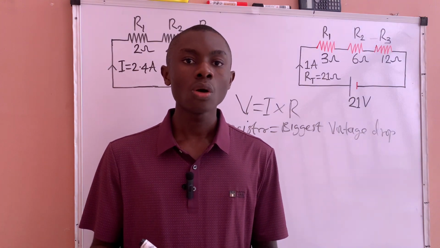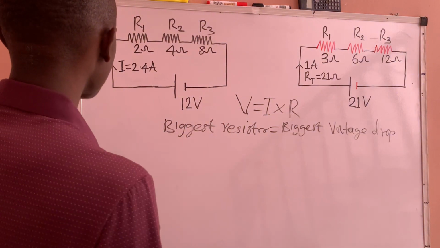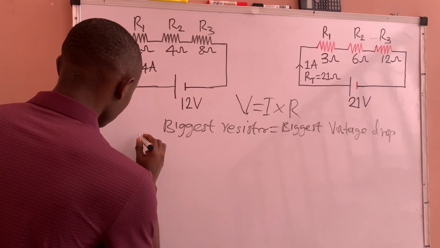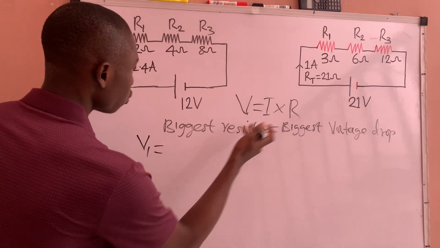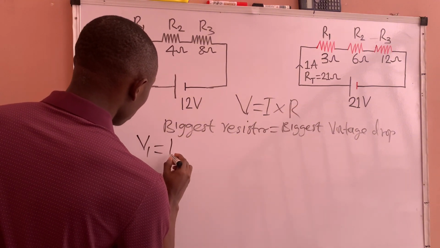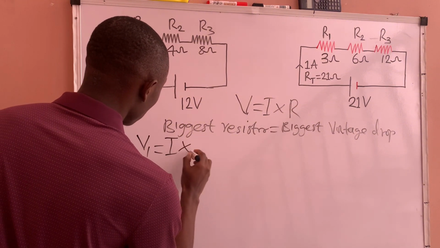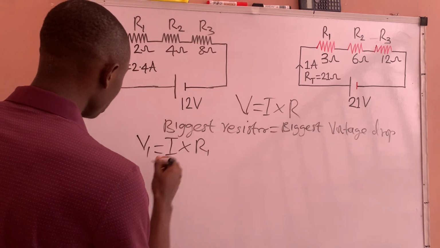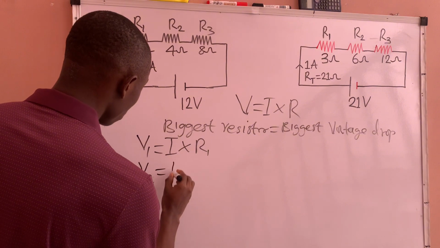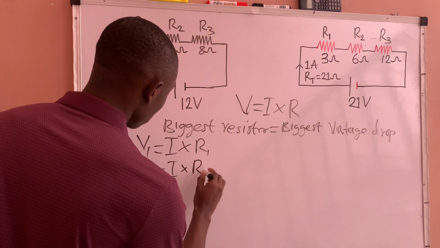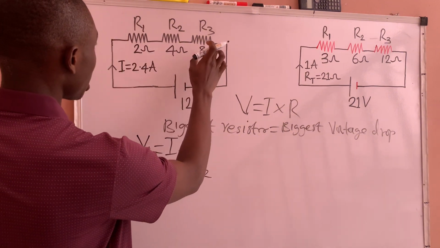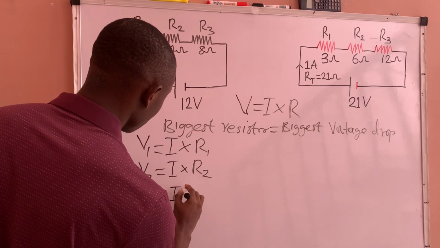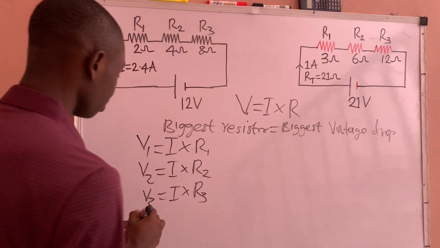So therefore, the voltage that will drop across the resistor R1, from Ohm's law, will be V1, which is equal to I multiplied by R1. The voltage that will drop across R2 will be V2, which is equal to I multiplied by R2. And the voltage that will drop across R3 is V3, which is equal to I multiplied by R3.